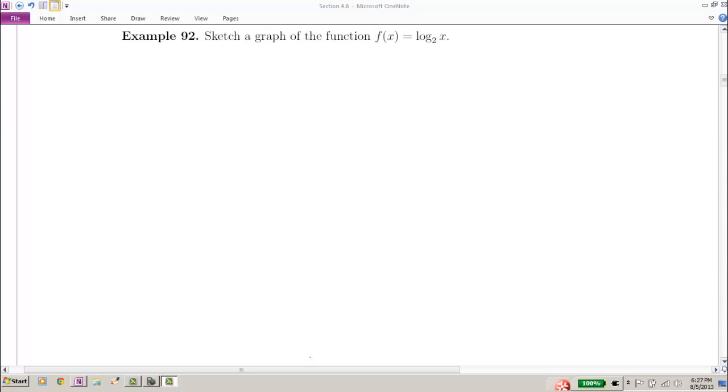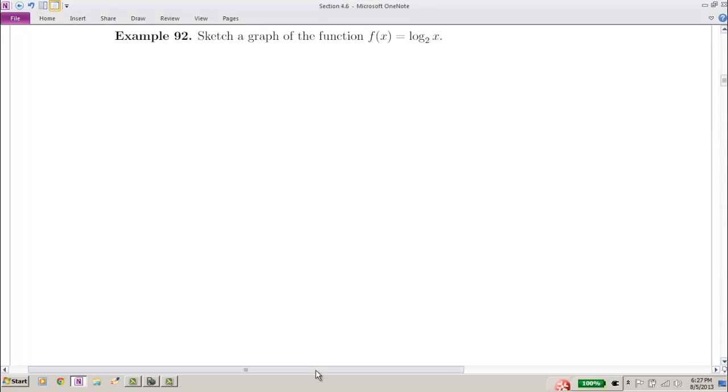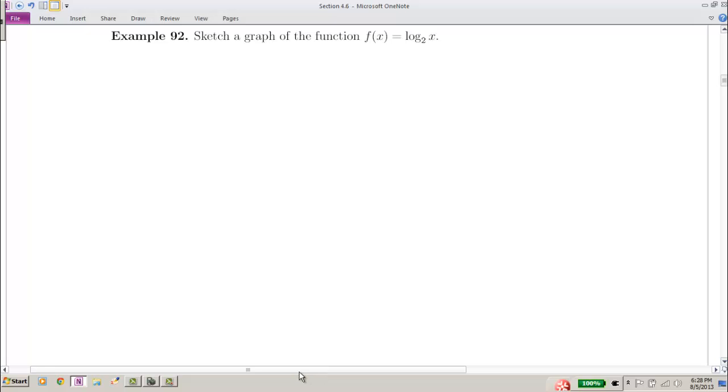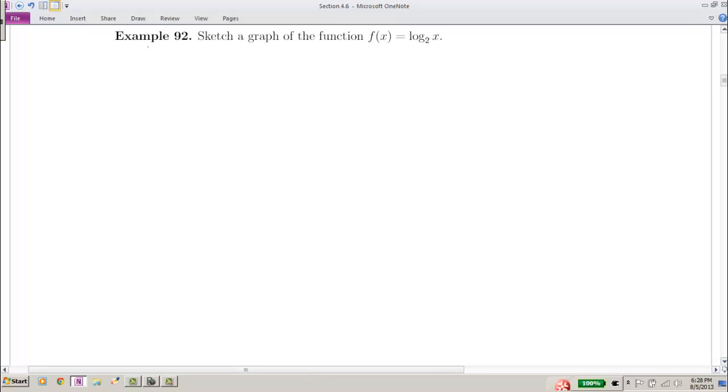In example 92, we're going to sketch a graph of the log base 2 function. And I think the easiest way to try to end up with a graph of this log function is first to think about its inverse function. So the inverse function for this log base 2 is the exponential function of base 2.